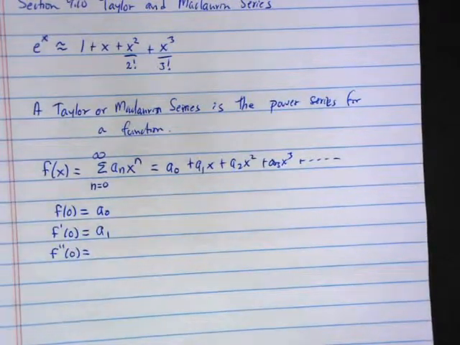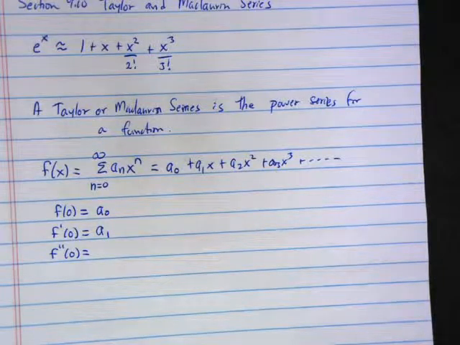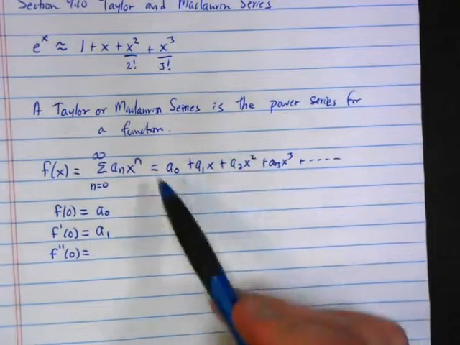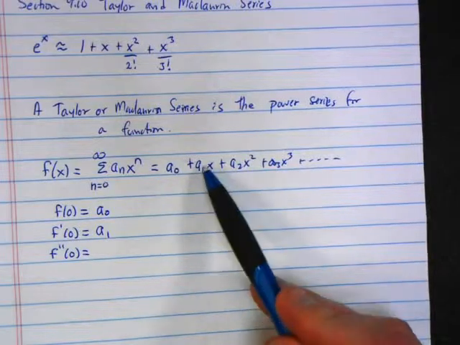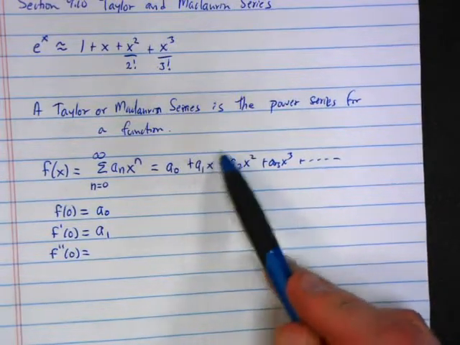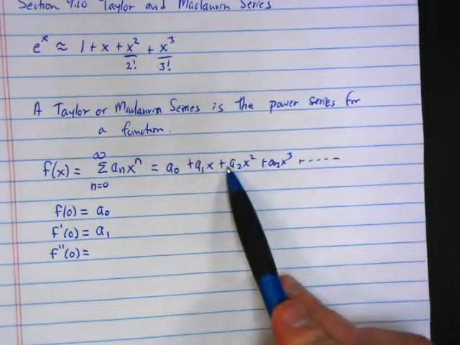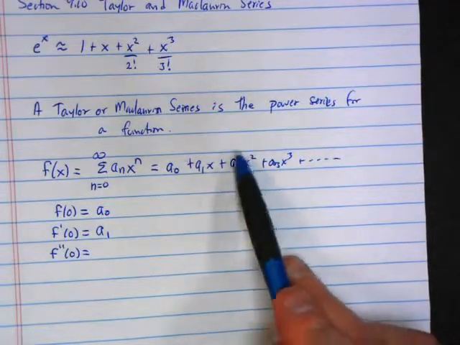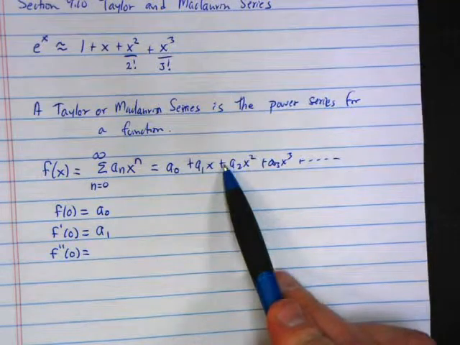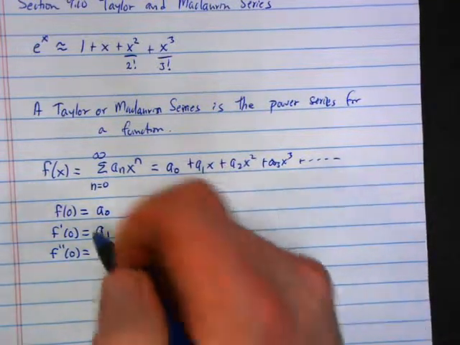What happens if I plug in 0 to the second derivative? Not a2, but 2a2. Where did the 2 come from? When I take the derivative once, this one disappears. When I take the derivative twice, this one's going to disappear also. But when I take the derivative of this one twice, I bring the 2 down, and then I bring the 1 down. So not only am I going to have the a2, I'm also going to have a 2 in front of it. So that would be 2a2.